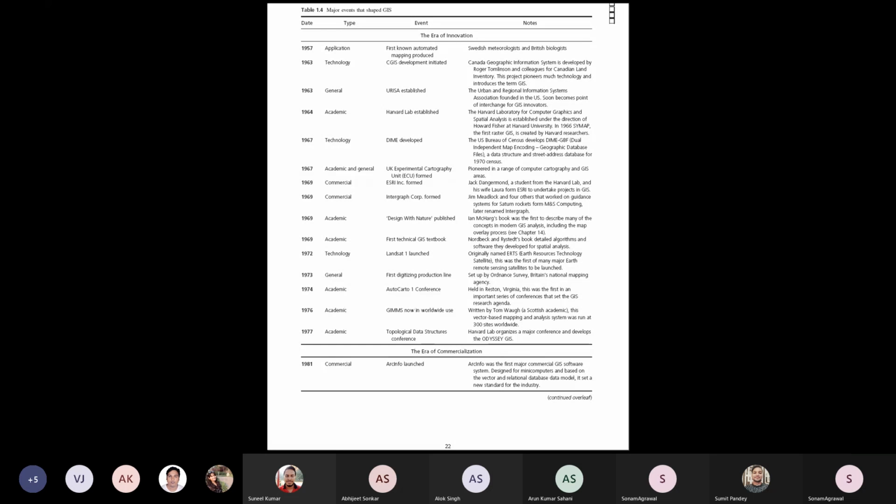Next, 1964: the Harvard Laboratory for Computer Graphics and Spatial Analysis was established under the direction of Howard Fisher at Harvard University. In 1966, SYMAP, the first raster GIS, was created by the Harvard researchers. These are all years of innovation: the very first application, the very first association, the very first conference, the very first laboratory, all established in this particular era. So you can think that GIS is quite a new thing, and its innovation started from 1957. It is not even 100 years old, this technology.